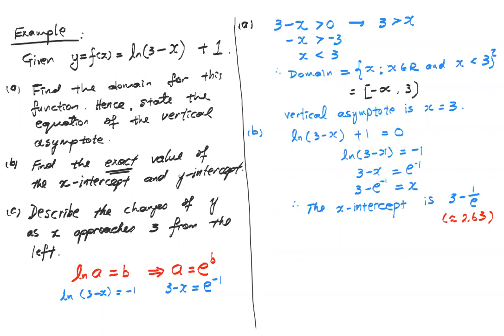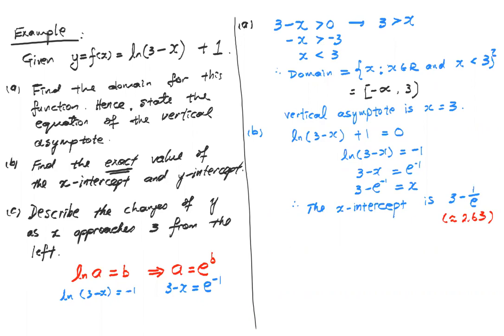When you see e, when you see ln of a number, you don't use the calculator to get the number because the question wants exact value. Like exact value for pi is pi. You use a symbol to represent it. Are you clear?